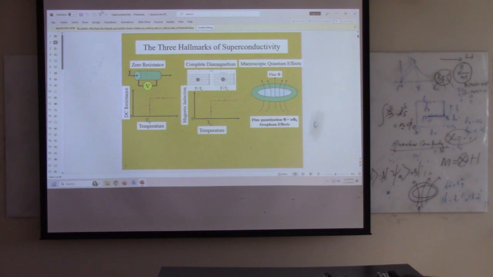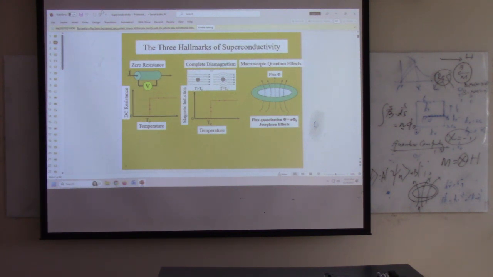So M is high H, right? If it is below Tc, M should be minus H. That means something like this, right? If I plot minus M, it looks like this. But M equals H, right? M equals chi is minus 1 means M is minus H. It looks like this, right?